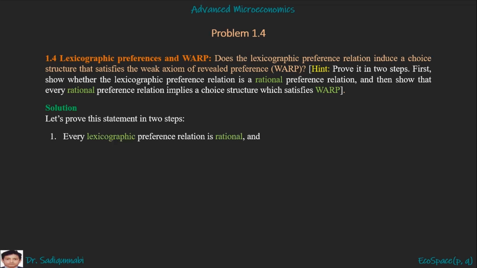As we see in the hint, we can prove this statement in two steps. First, we need to show that every lexicographic preference relation is rational. And second, we need to prove that every rational preference relation satisfies WARP.